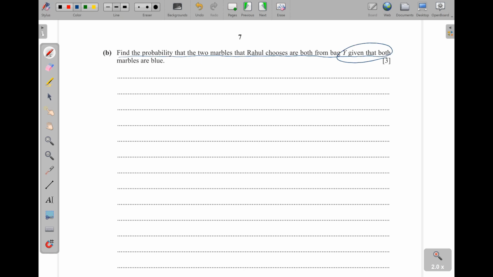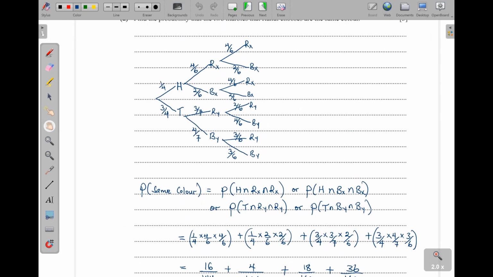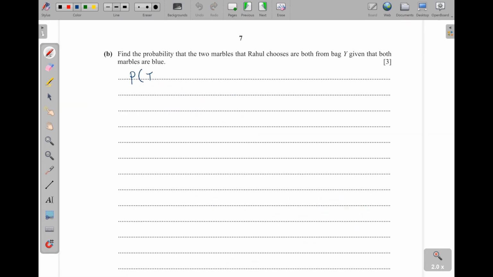Part B, find the probability that the 2 marbles that Rahul chooses are both from bag Y, given that both marbles are blue. Now here we are going to use conditional probability. So I have probability of T, okay? Both are from bag Y. So if all of them are from bag Y, that means when this person rolled the coin, then it gave a tail. Because if you can check back here, we only see from bag Y when there is a tail here.